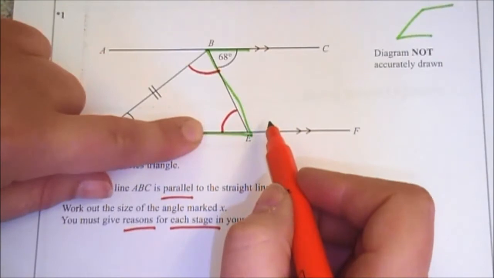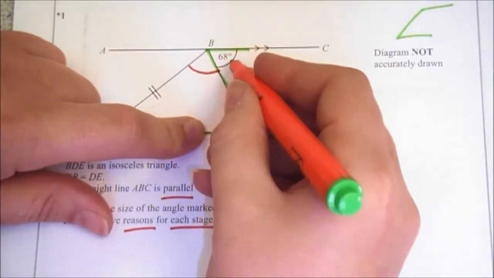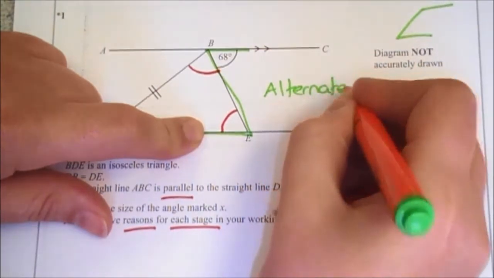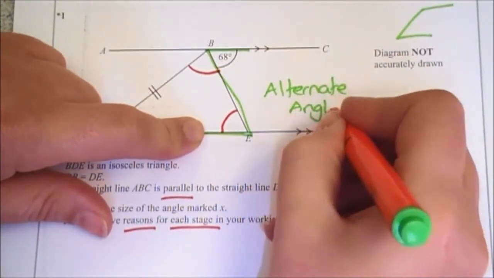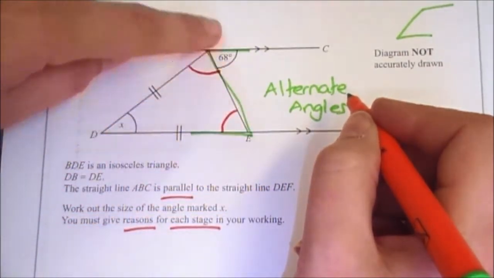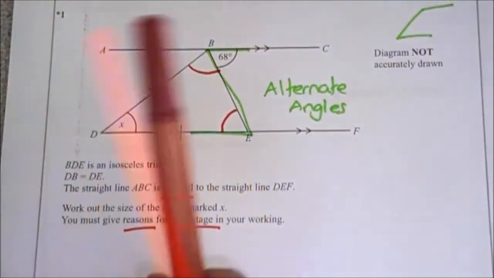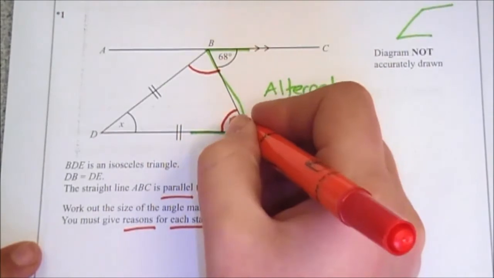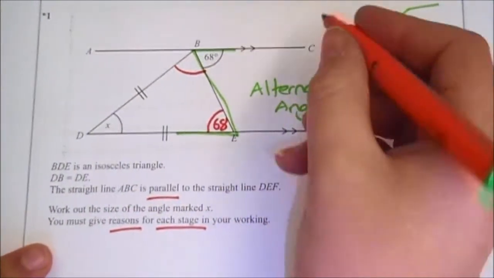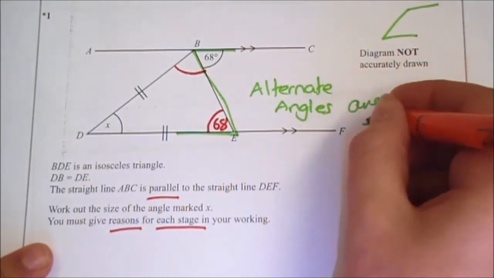And it turns out that yes, in this case, we have a Z here between the two parallel lines. And that means that they are alternate angles, because they're on alternative sides of the line that crosses through both parallels. And alternate angles are equal, so that there is 68 degrees. The reason is alternate angles are equal.